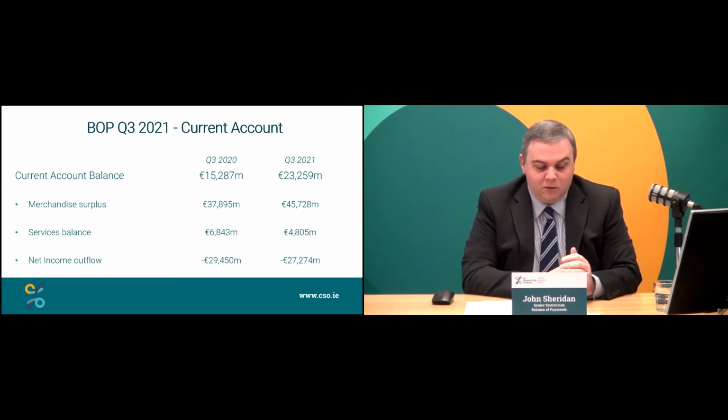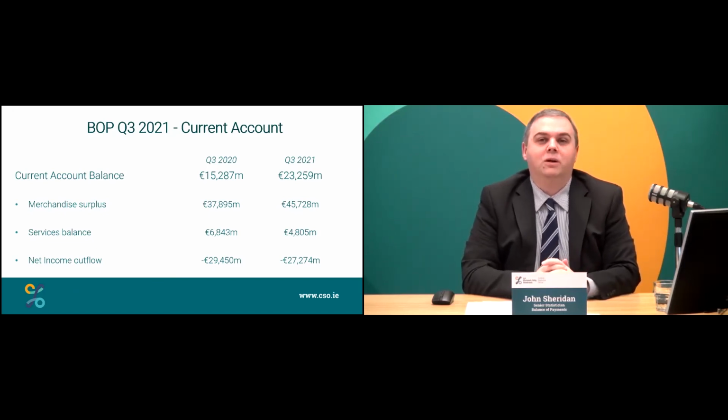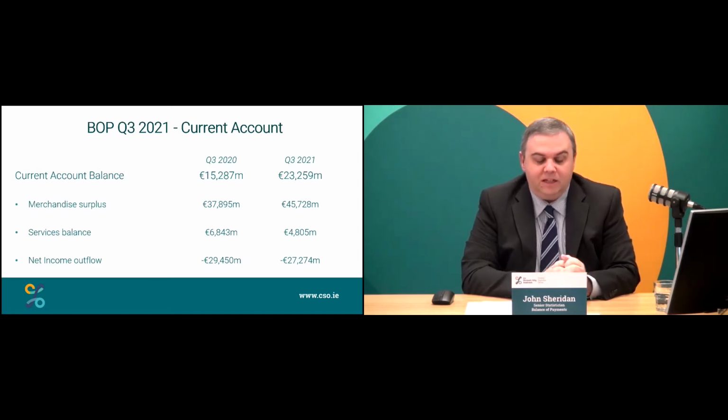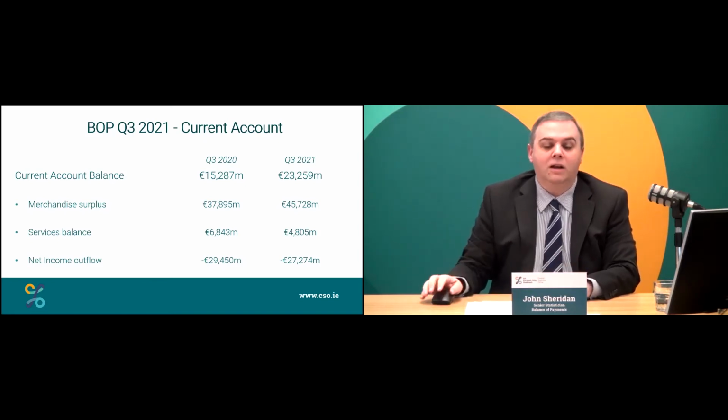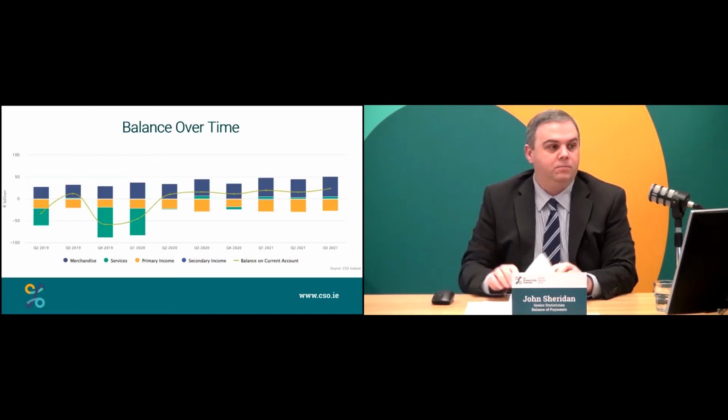Our merchandise surplus is 45.7 billion, which is up 7.8 billion on the same quarter last year. Our services balance is 4.8 billion, which is down 2 billion on the same quarter last year. And our net income outflows are 27.3 billion, which is a reduced outflow of 2.2 billion on the same quarter last year. And these all combine to give us our current account balance of 23.3 billion, which is increased by 8 billion on the same quarter last year.